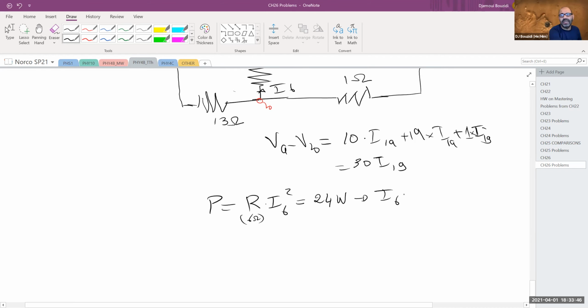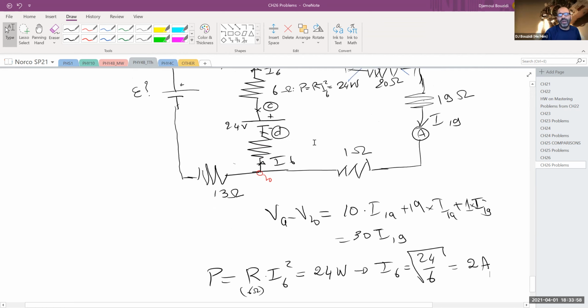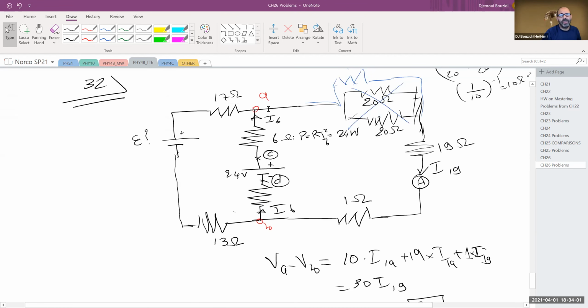So that means I6 is equal to the square root of 24 over 6. And 24 over 6, that's 4. Square root of 4 is 2 amps. So the 2 amps is flowing this way, upward. So there is a current in here of 2 amps going this way, which is the same current in here also, going through the 3 ohms. I forgot to put the name for this. Is it 3 ohms? Yeah, that was 3 ohms.